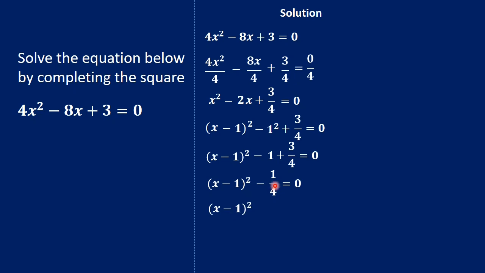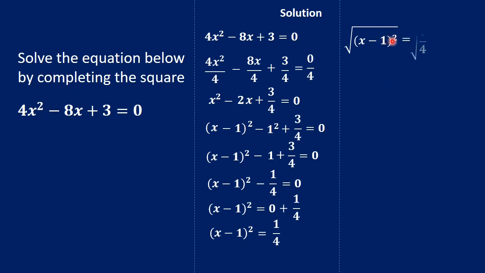And then negative 1 over 4 will cross the equal to sign to become positive. So we have x minus 1 squared is equal to 1 over 4. Then we take square roots of both sides. And then the square will cancel the square root. We have x minus 1 is equal to square root of 1 is 1 and square root of 4 is 2. So we have plus or minus 1 over 2.